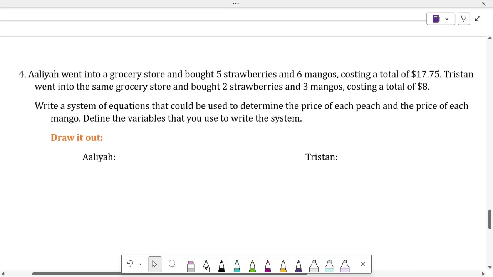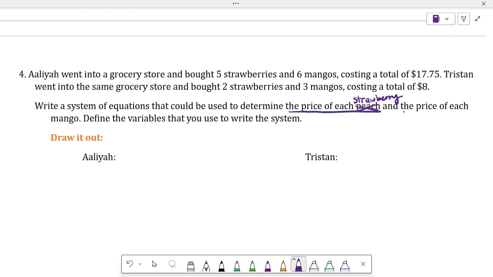Question 4. Aaliyah went into a grocery store and bought 5 strawberries and 6 mangoes, costing a total of $17.75. Tristan went to the same store and bought 2 strawberries and 3 mangoes, costing a total of $8. Write a system of equations that could be used to determine the price of each, and then there's a typo. That should say strawberry. So we're determining the price of each strawberry and the price of each mango. So those are the 2 things that we're looking for.